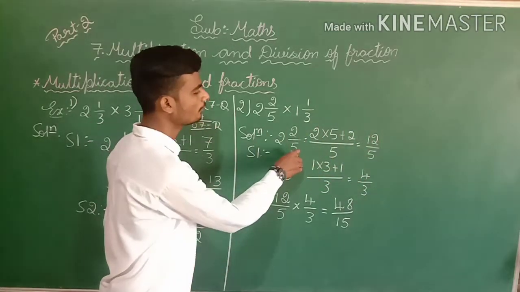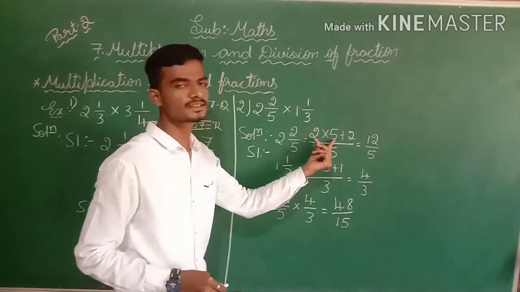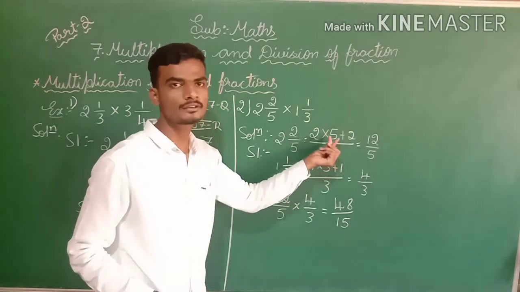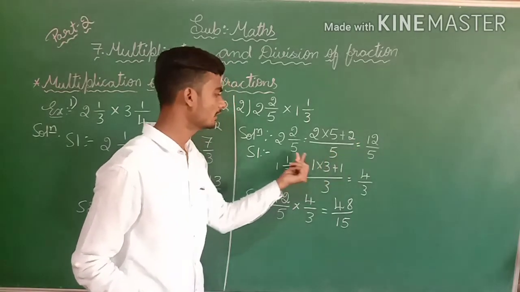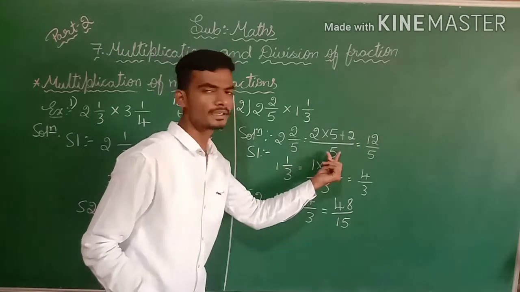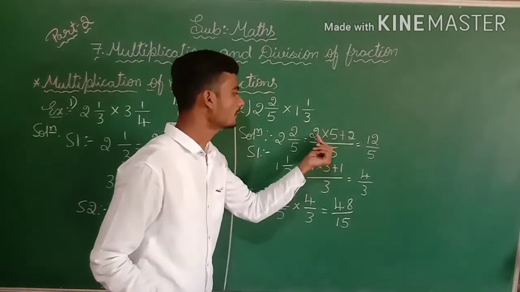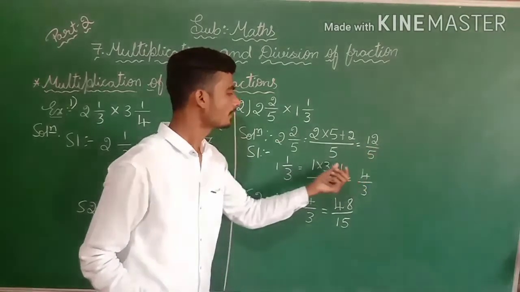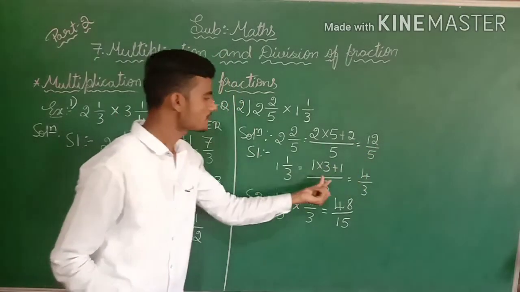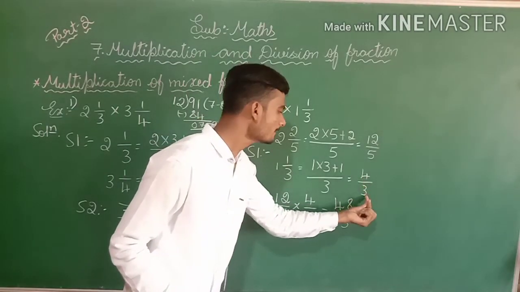See here, 2 5s are 2 into 5. First you multiply these two numbers, and to that product you add this number. The denominator should be written the same. 5 2s are 10, 10 plus 2 is 12. So 12 by 5. Here also the same process, so you got 4 by 3.